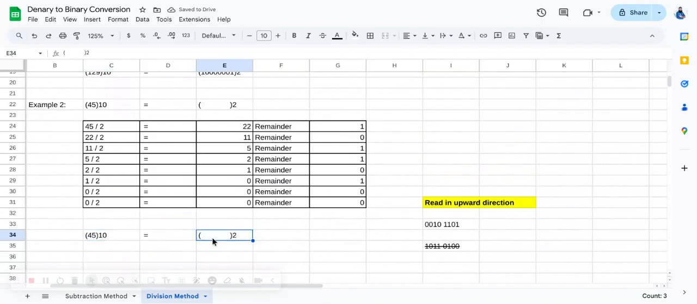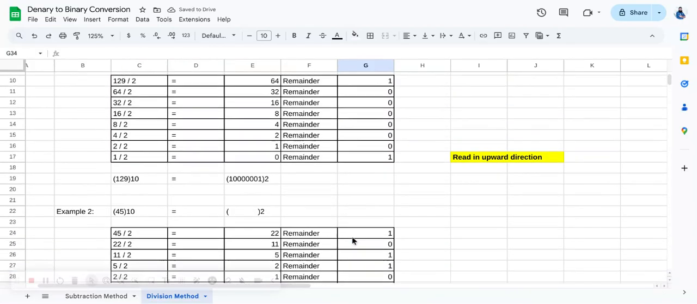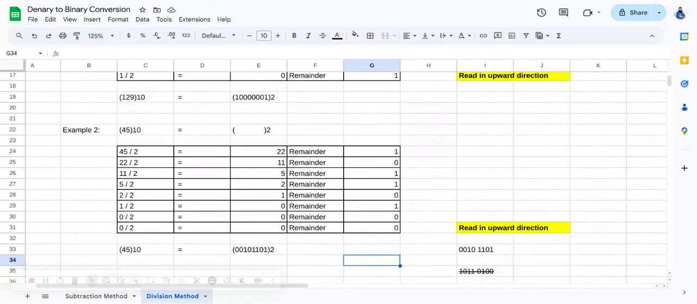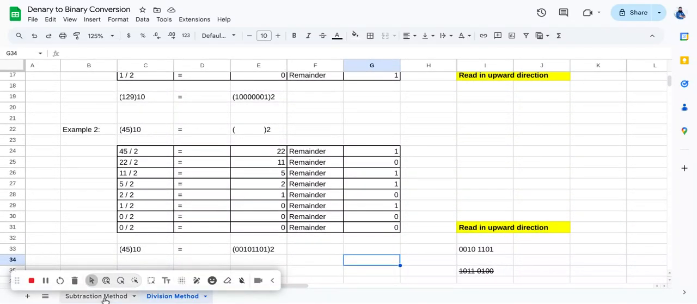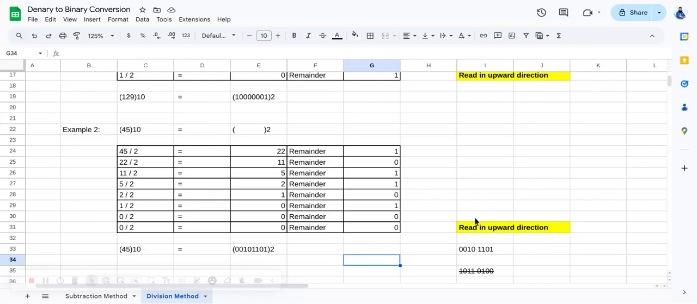So here we have our answer in binary, that is going to be 0 0 1 0 1 1 0 1. So that is how we can solve any Denary number to binary number. Okay, so this is called division method or divide by 2 method. Now if you compare the answers that we have gotten over here and the subtraction method, both answers are same. So just you have to be very careful, read in upward direction. If you read in the downward direction, your answer will be wrong.